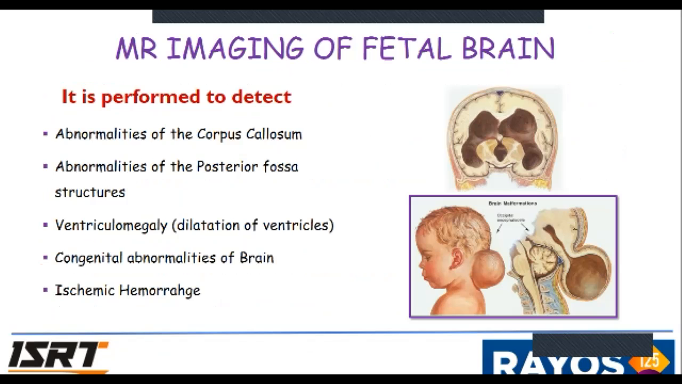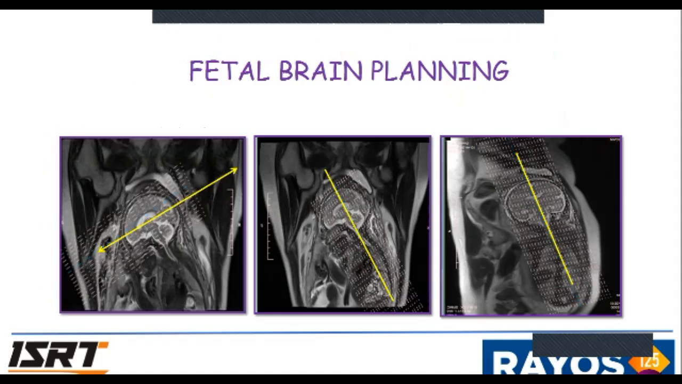Coming to the MR imaging of the fetal brain, it is performed to detect abnormalities of the corpus callosum, posterior fossa structures, ventriculomegaly, congenital abnormalities of the brain, and ischemic hemorrhage. For the fetal planning, usually the localizer is done. After that, the fetal planning is done based on the corpus callosum of the fetus, and it is done parallel to the genu and splenium of the corpus callosum of the fetus.